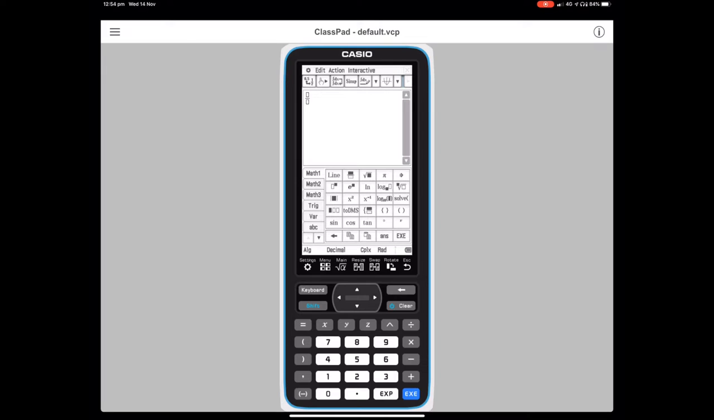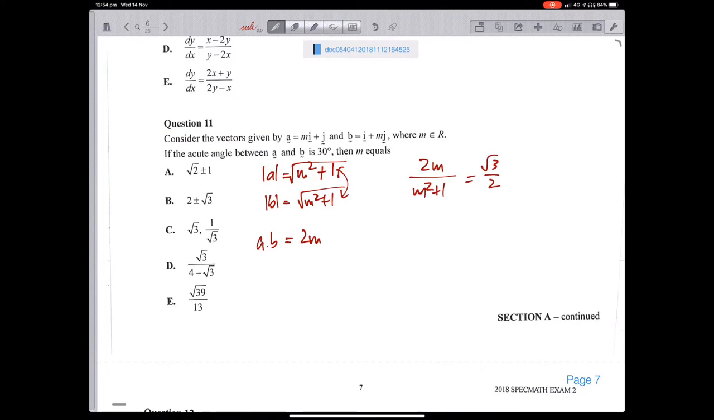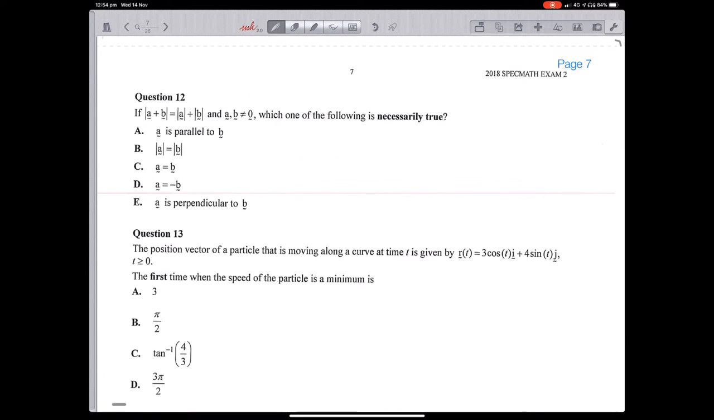2x on x squared plus 1 equals root 3 on 2. That didn't work. Solve for x. That's not what we want. Root 3 and root 3 on 3. So that's root 3 and root 3 on 3.